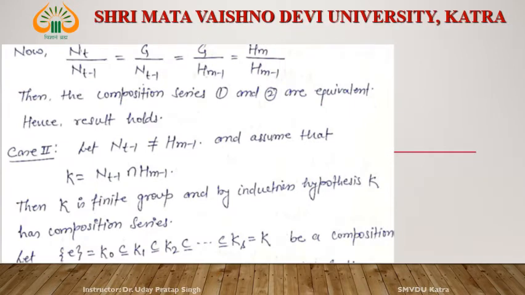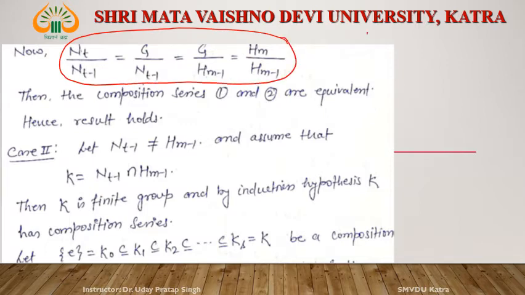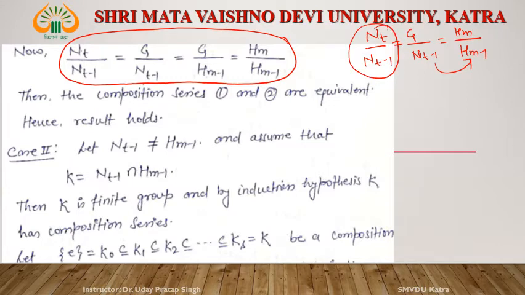Now, for equivalency, the only term we have to show is Nt upon Nt minus 1. What is Nt? Nt is G, and G is Hm from the second series. What is Nt minus 1? That is Hm minus 1, from case 1. Then the factor group Nt by Nt minus 1 is isomorphic to Hm by Hm minus 1.